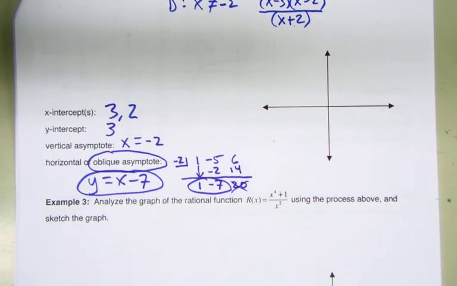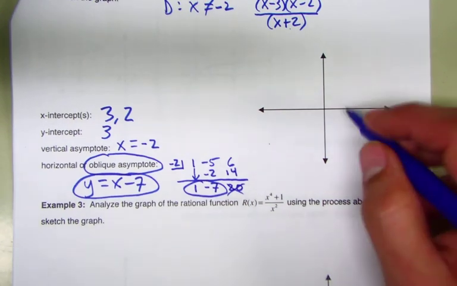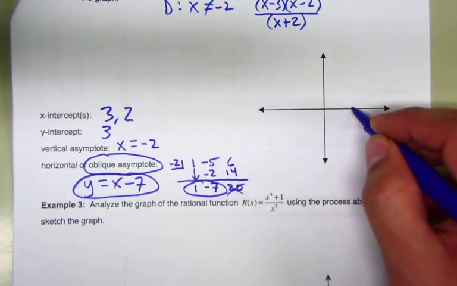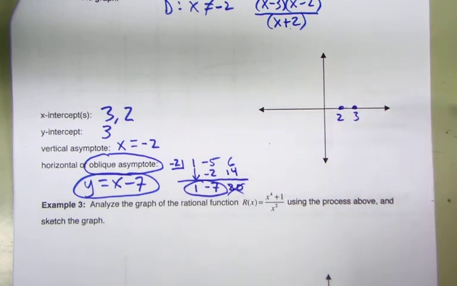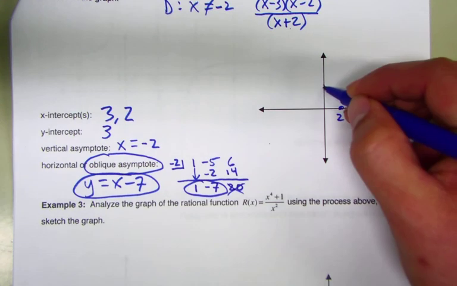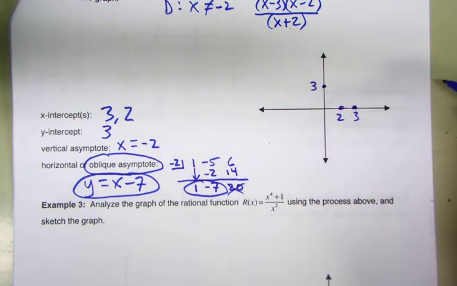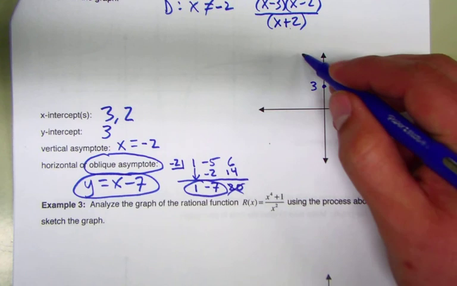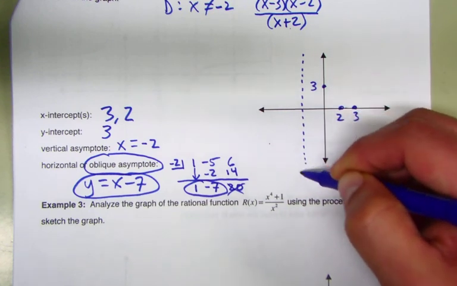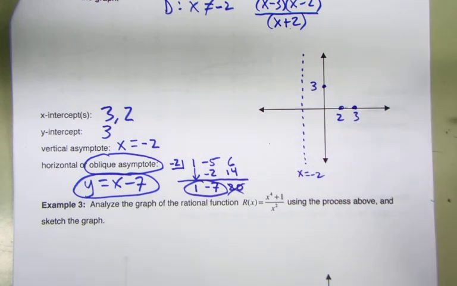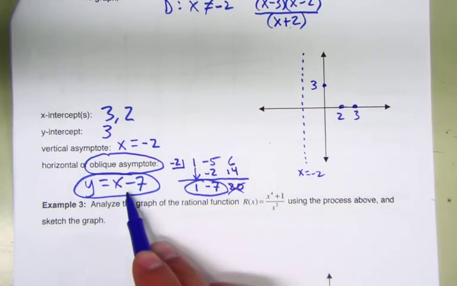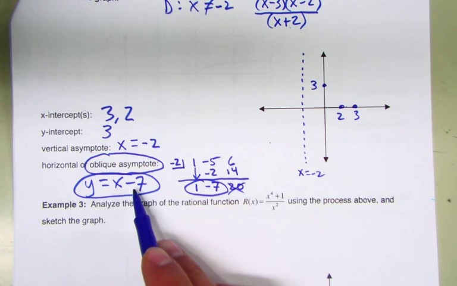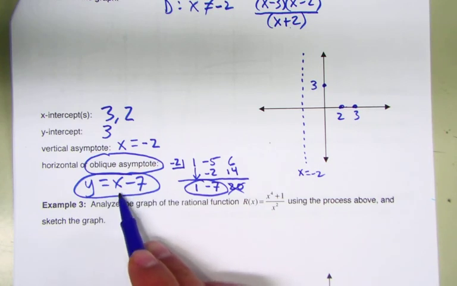Let's put everything we've got on our graph and then check it out and copy it down. X-intercept is 3, and there's also one at 2. There's a Y-intercept at 3. A vertical asymptote at x equals negative 2. And now we have to graph this thing right here. How do we graph the line y equals x minus 7?